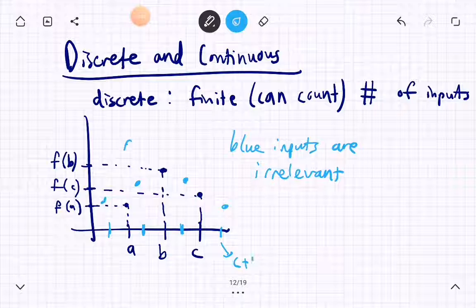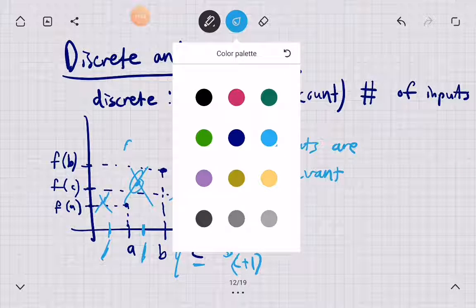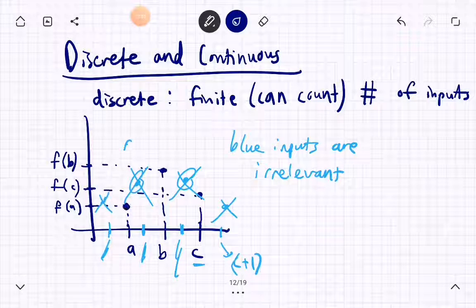Which is maybe C plus 1. Because C is here, so maybe this is C plus 1. These values are not in the inputs. We're not considering them. We don't care about them. We don't care about this, this, or this. So you don't have all these points. All these don't exist, so we only have 3 dots. That is this, and this.